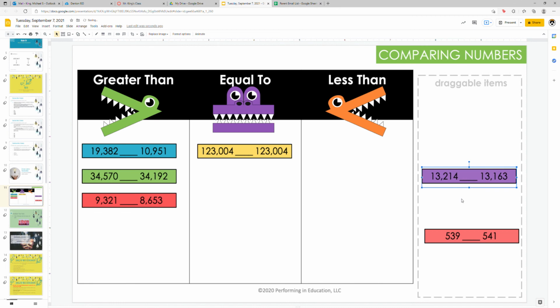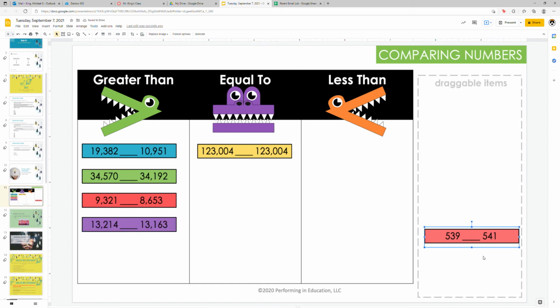Now this purple one, I've got 13,214 and 13,163. Like one of our previous examples, in the 10,000s place and the thousands place, they have the same digits, 13. So they both have 13,000 to start out. Then in the hundreds place, we'll check that next place value. I've got a 2 in the number on the left. There's a 1 in the hundreds place in the number on the right. So 13,214 is the bigger number, right? So that's greater than the number on the right of it.